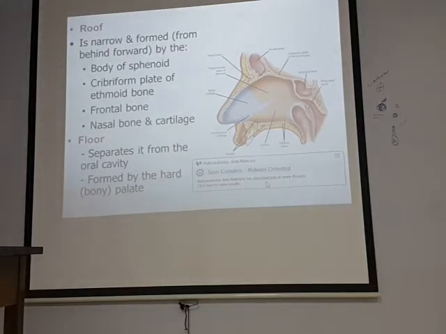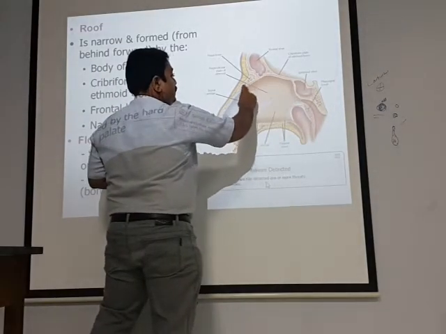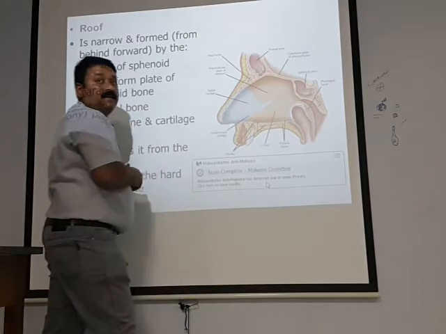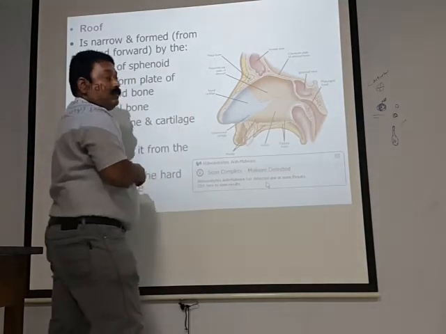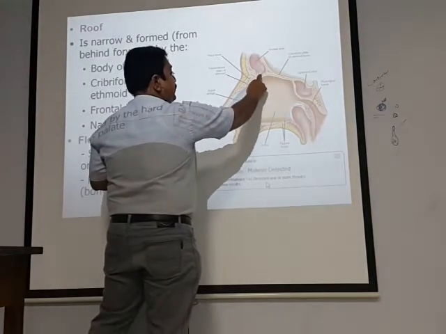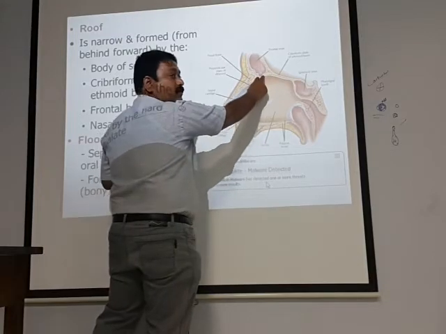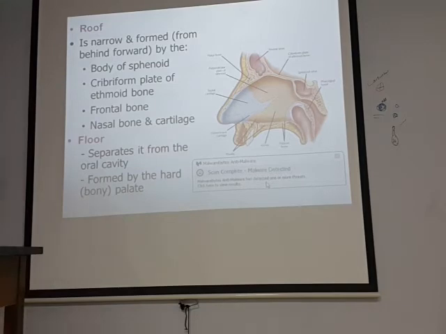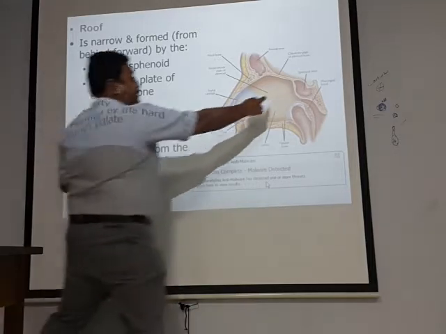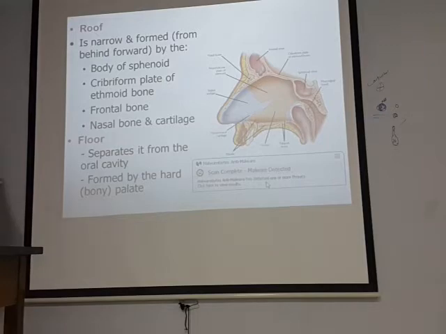Now about the roof of the nasal cavity. This part is the roof of the nasal cavity, isn't it? How is it formed? This part is the sphenoid bone, and this is the ethmoid bone, up to here the ethmoid bone and the frontal bone. It is narrow and is formed, from behind forward, by the body of the sphenoid and the cribriform plate of the ethmoid bone.